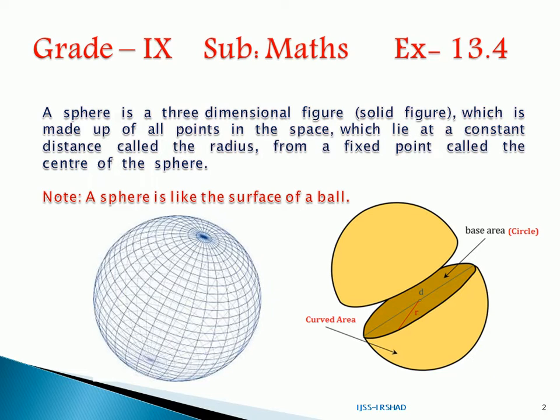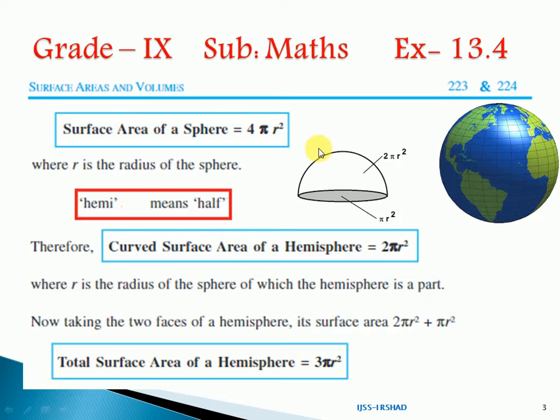So first we will see what formulas are going to be applied in this exercise while solving the sums. You can find this in your book, page 223 and page 224, surface area and volume. But this exercise will deal with the surface area of a sphere. So what is the surface area of a sphere? Surface area of a sphere is equal to 4 pi r square, where r is the radius of the sphere.